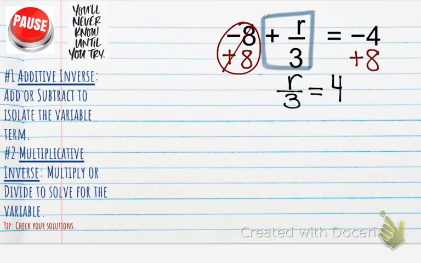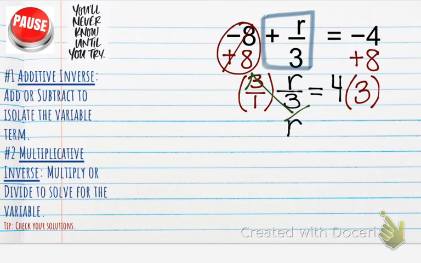Now what do we have here? We have r divided by 3. What's the opposite of dividing by a 3? Yes, it's multiplying by a 3. You always multiply by the number that the variable is being divided by. And in this case, it was 3. So what do we get on the side of the r? We get a 1. And what's 4 times 3?